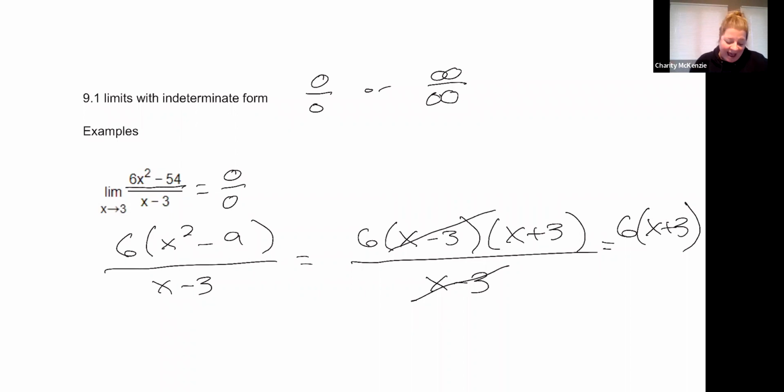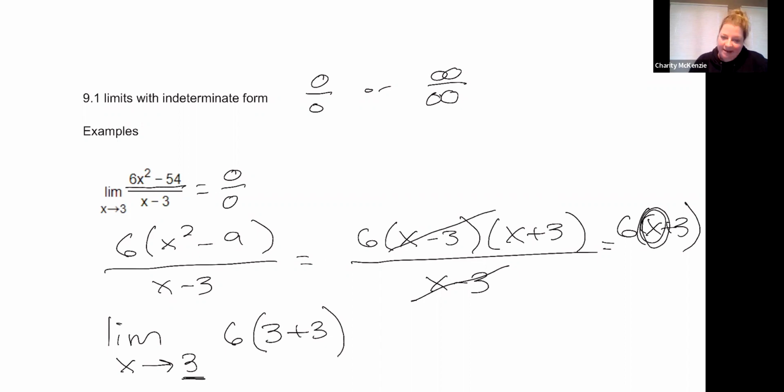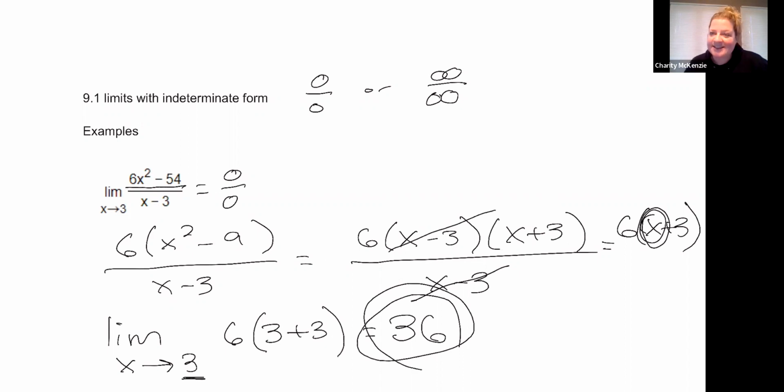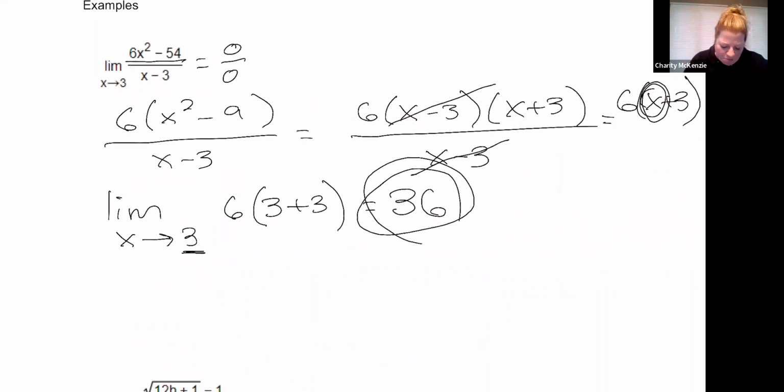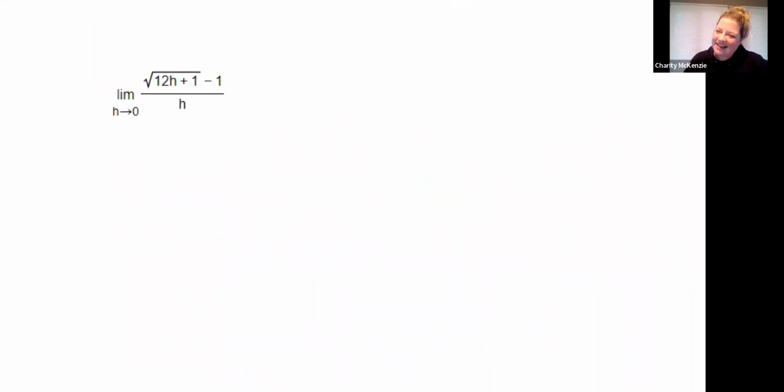Okay, so now I can take the limit as x approaches 3 of this new function. So 6 times 3 plus 3. I put the 3 in here, right? So it looks like this. So 3 plus 3 is 6. 6 times 6 is 36. Okay, so our final answer is 36. So we got that by factoring. This is the most common in business. You might see a formula like this second one, just maybe not as often.